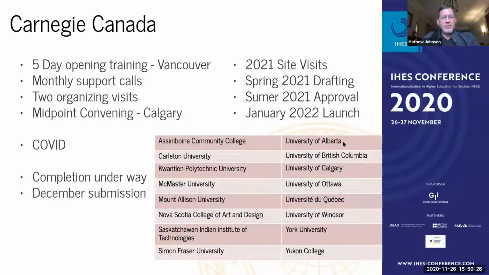These are the Canadian institutions here in pink, quite a few institutions across Canada. We had a 5-day opening training in Vancouver. We've done monthly calls, two organizational visits, and a midpoint gathering in Calgary. But then COVID happened, and that slowed the process down. The group has continued moving forward. They are completing their applications. They should be in by December. Then we will do site visits in 2021. The group has decided to move forward to build their own classification for Canada. So there will be a Carnegie Canada that would launch in 2022.